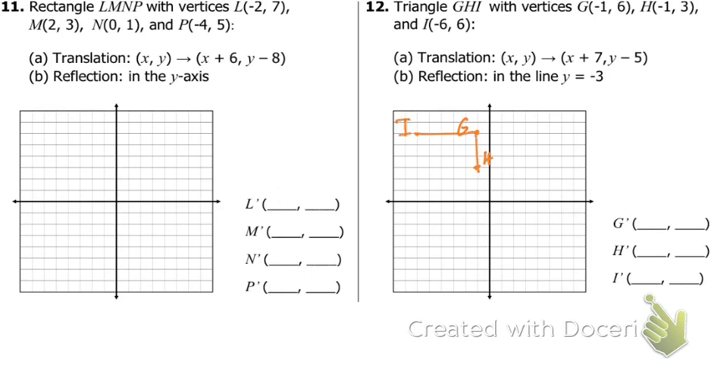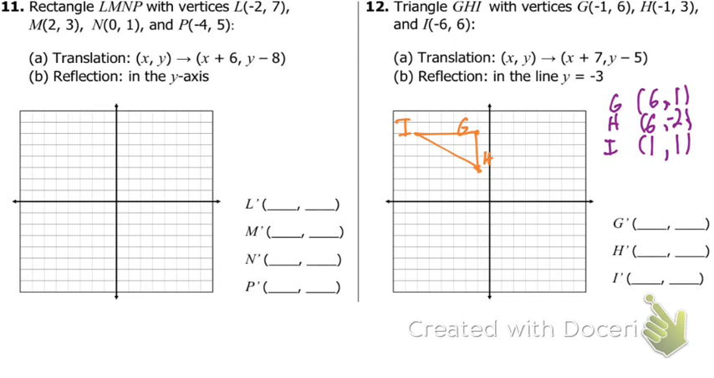Now we're supposed to take this triangle and first translate it. So I'm supposed to move it 7 to the right and 5 down. So for 7 to the right, I'm going to add 7 to each point. I'm going to take my G, my H, and my I, and these are going to be my rough draft copies. So G is going to add 7, so negative 1 becomes 6, negative 1 becomes 6, and negative 6 becomes positive 1. For my y's I'm going to subtract 5, so 6 becomes 1, 3 becomes negative 2, and 6 becomes 1. So I'm going to plot these, okay?